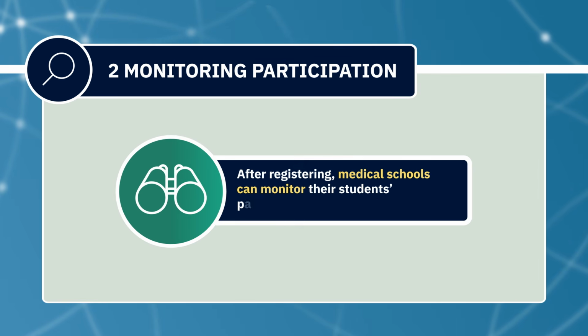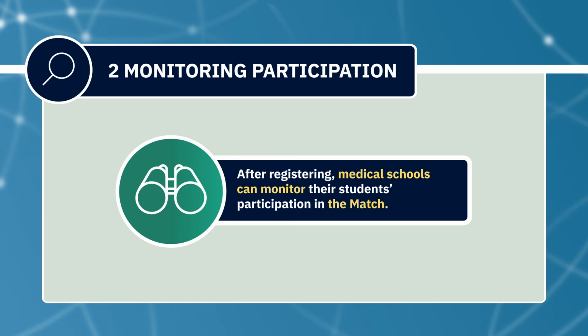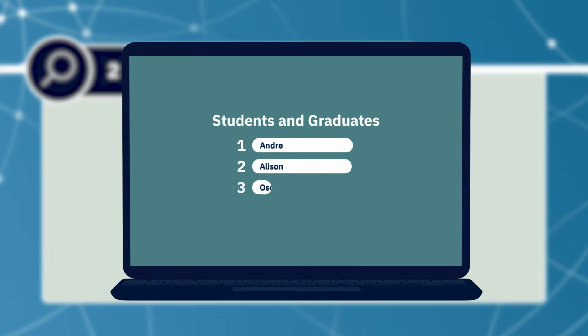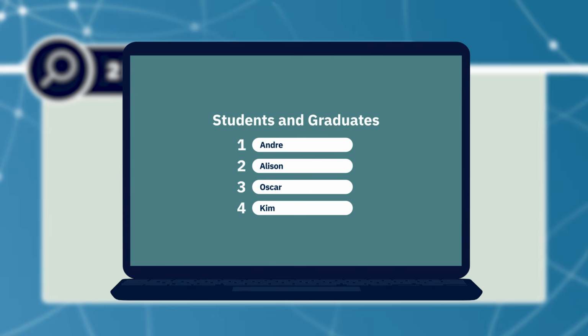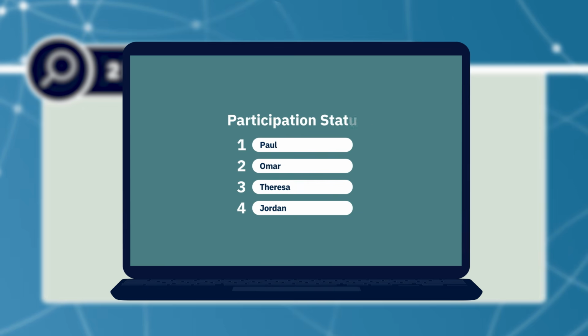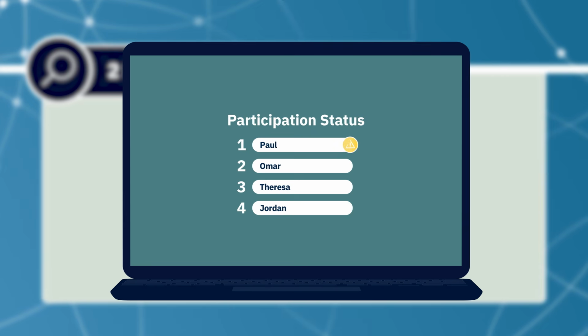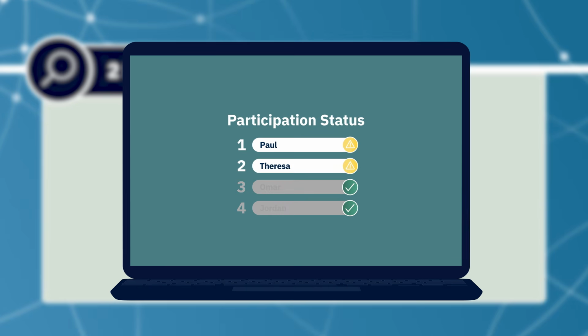Step 2. Monitoring participation. After registering, medical schools can monitor their students' participation in the match. Schools can view a list of their students and graduates who have registered for the match on the Students and Graduates page in the R3 system. Additionally, schools can upload a list of rising seniors to track their match participation. As students from the uploaded list register for the match, they are removed from the list, leaving only students who may need a reminder to register.